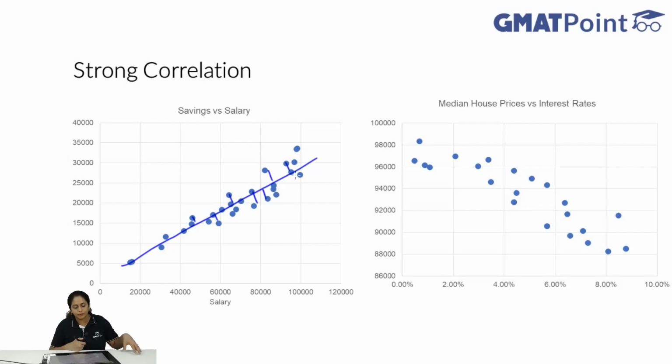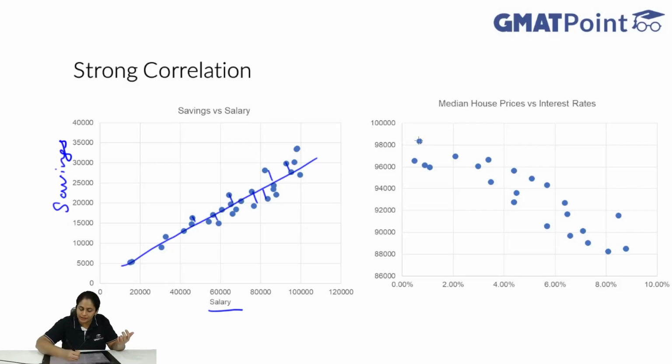Essentially the x-axis shows salary, the y-axis shows savings, and we can see that savings are very strongly positively correlated to salary, because all the points are fairly close to that line passing through them. If we can draw a line such that it is fairly close to all the points, we can say that it is a strong correlation.